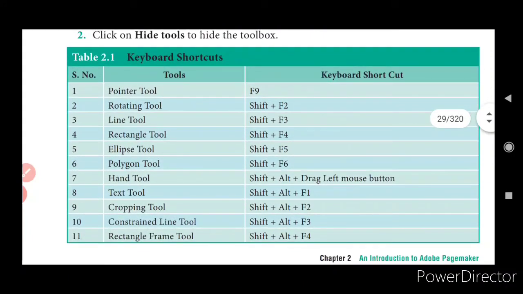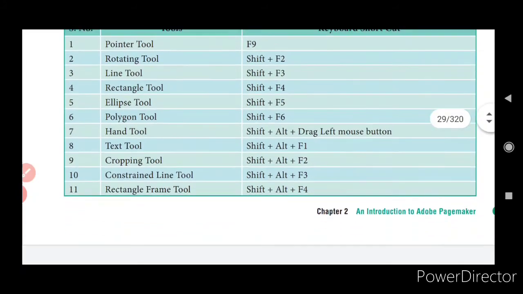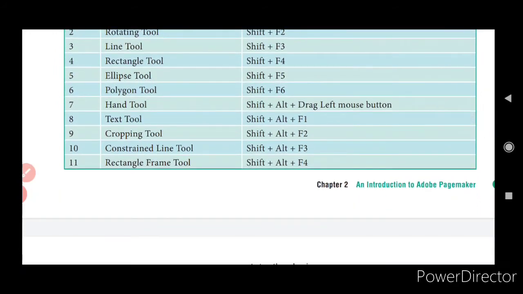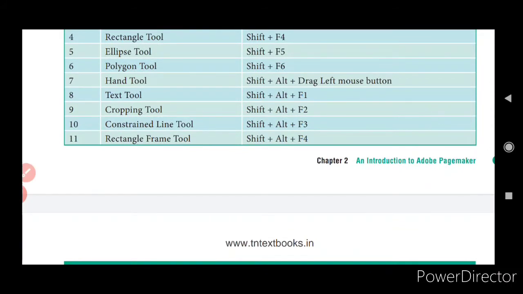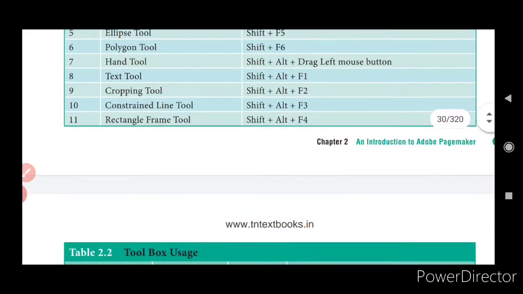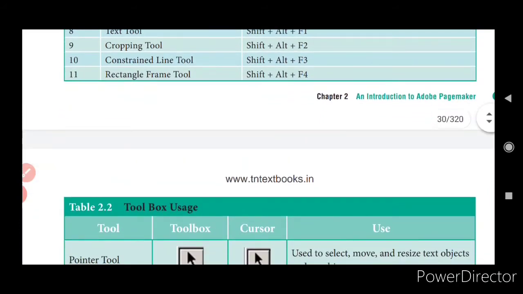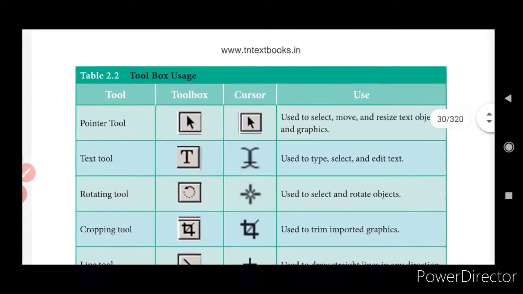Yes, how can you get the tools with the shortcut keys? Just for a pointer tool you can simply press F9. For a rotating tool you can press Shift F2. Line tool, you can press Shift F3. For a rectangle tool you can press Shift F4. Ellipse, Shift F5. Polygon, Shift F6. Hand tool, Shift plus Alt plus drag with the left mouse button. Text tool, Shift plus Alt plus F1. Cropping tool, Shift plus Alt plus F2. Constrained line tool, Shift plus Alt plus F3. Rectangular frame tool, it was Shift plus Alt plus F4.